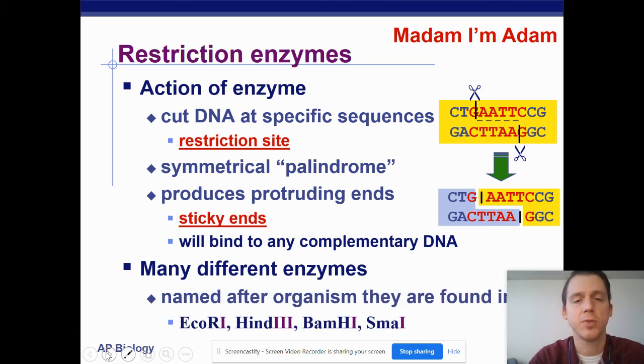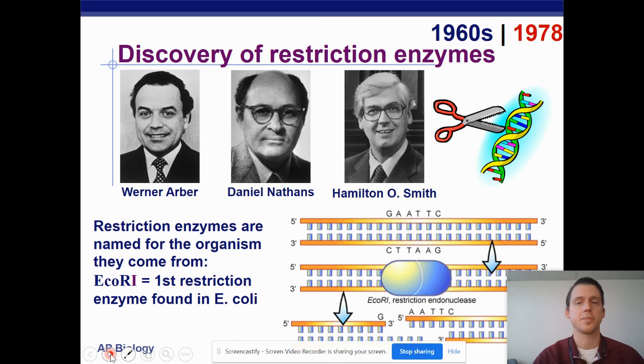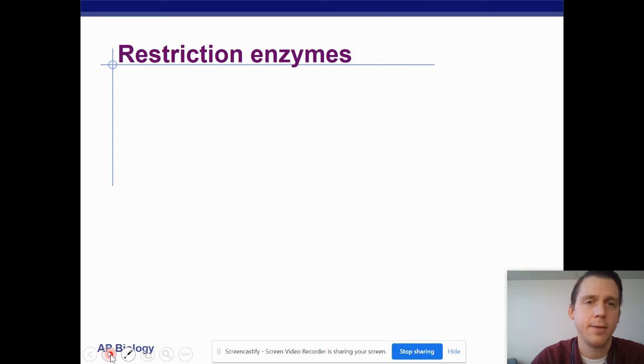There are many different restriction enzymes. You don't have to memorize these. EcoR1, HIN3, these are all different restriction enzymes. So there's more than one. Okay, so restriction enzymes, they got these scientists a Nobel Prize.